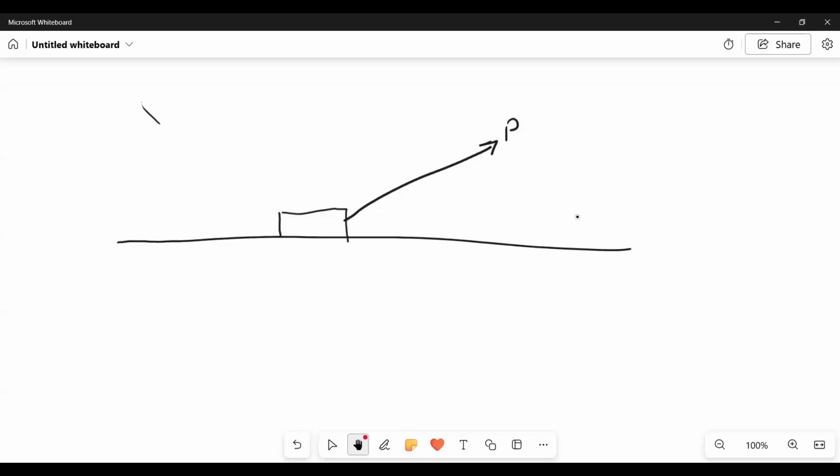I didn't get that. To increase force, sorry, correct.